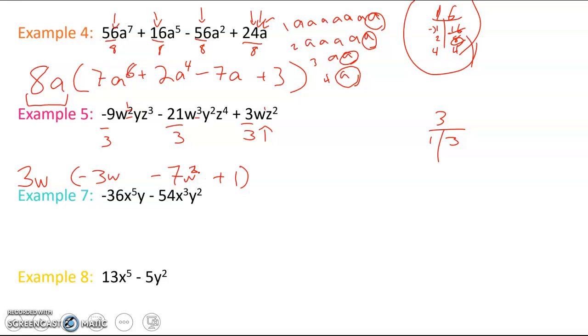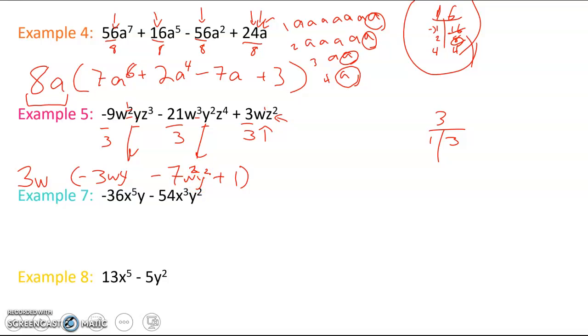Go to your y's. You have one y here, two y's here, and then you have no y's in this one. So what's the largest amount I can take out of all the terms? It's no y's. I can't take out any y's out of this. So if I can't take out any y's, I'm not going to write any in the front here, and I'm literally just going to take the y's that I had up here and bring them down into my parentheses. So it's going to be 3wy, and then 7w squared y squared.